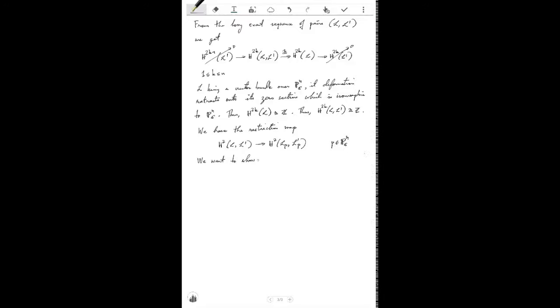So we have the restriction map H^2(L, L prime) to H^2(L_p, L prime_p). So here p is a point in P^n, and these are the fibers L_p and L prime_p. So we want to show that this map is an isomorphism. So our aim is to apply the Leray-Hirsch theorem.